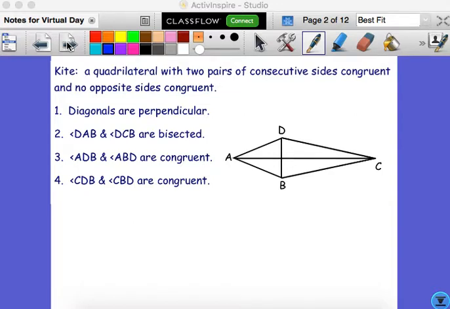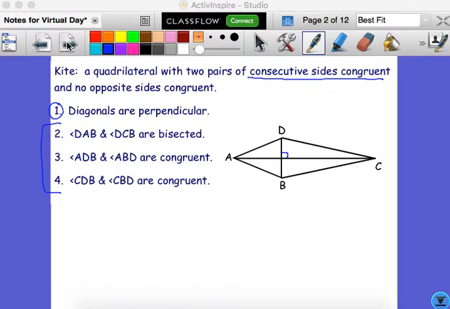That's up to you. So a kite is a quadrilateral with two pairs of consecutive sides congruent and none of its opposite sides congruent. Now for me, when I look at these four properties, they're going to start to get a little confusing here just because of the letters that we're using. So I would definitely write down property 1, and then all the other properties I think we can show in the picture.